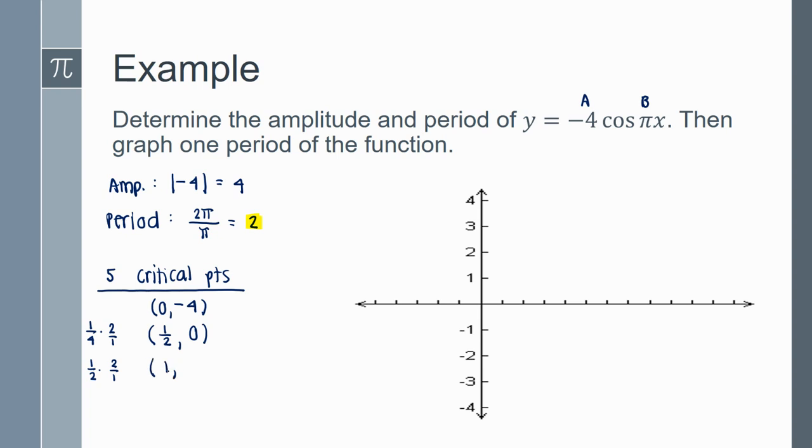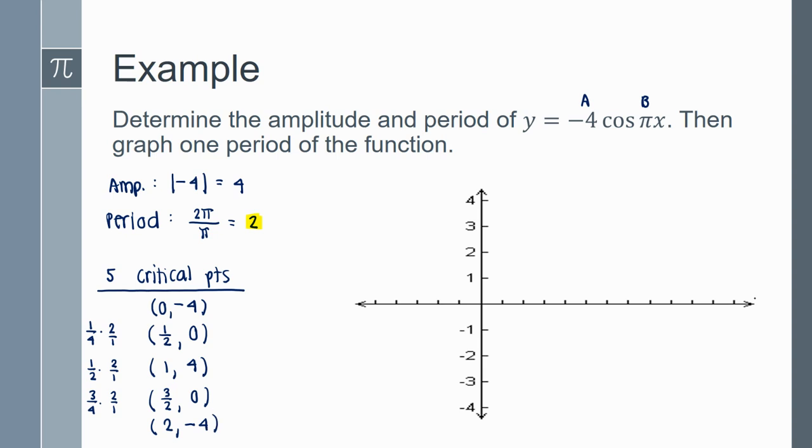This is when I'm at the opposite of a. So the opposite of a negative 4 is a positive 4. Then I want 3/4 of the period. So 3/4 of 2 is going to simplify to 3 halves. This is when I'm back at 0. Then I want the full period, which is 2. And remember, where I start is where I end. I want to end at a, which is negative 4.